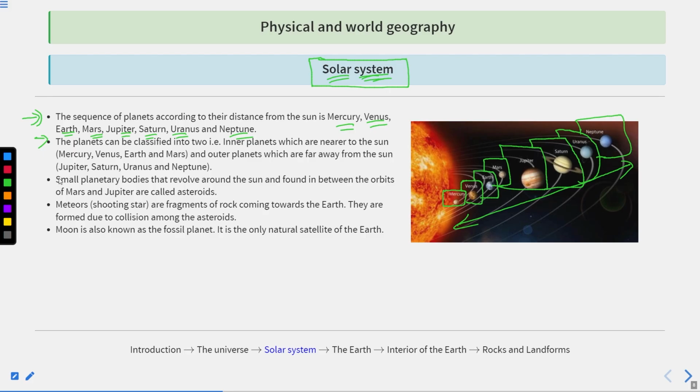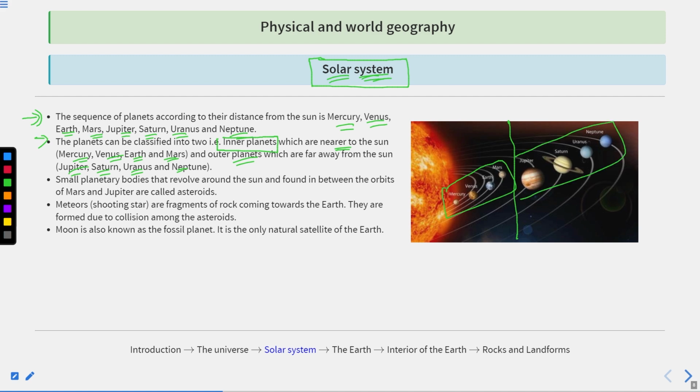Further, these planets can be classified into two parts. The first part is the inner planets. These planets are nearer to the Sun and include Mercury, Venus, Earth, and Mars. And the outer planets are far away from the Sun: Jupiter, Saturn, Uranus, and Neptune. Like this. So these are the first four inner planets, and these are the last four outer planets.